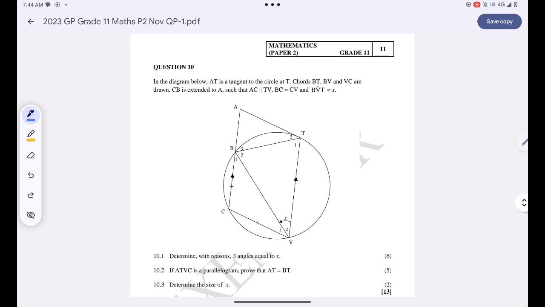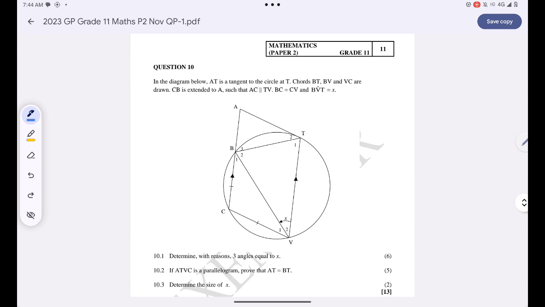Okay, in the diagram below, AT is a tangent to the circle at T. Chords BT, BV, and VC are drawn. CP is extended to A such that AC is parallel to TV and BC is equal to CV. Angle BVT is equal to X. Determine, giving reasons, 3 angles which are equal to X. They want us to find 3 angles which are equal to X.